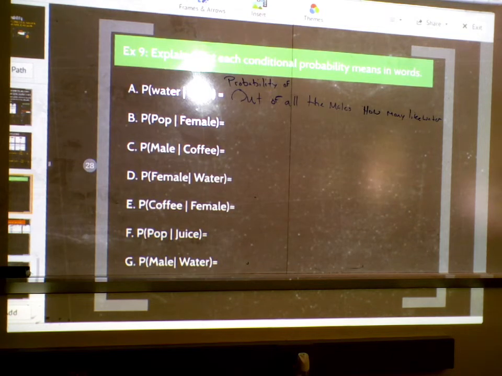So the population we're drawing from is the males, right? Out of all the males. Because the second one is the population we're picking from. Like this one, we're probably picking someone who likes juice out of all the females. So it's just saying out of the males, how many like water? It's the same thing.